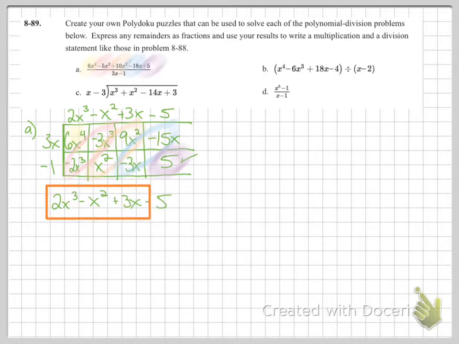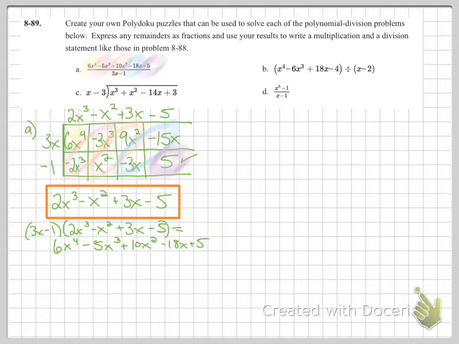if it was just asking you to divide. But then it does say write a multiplication and division statement. So that's what my division problem equals, A. But then I also know that 3x minus 1 times that polynomial would equal the top. I'm going to go down below so I have space. Would equal the big polynomial that we were dividing to begin with. But the orange box is the answer. That's what I want you to focus on.